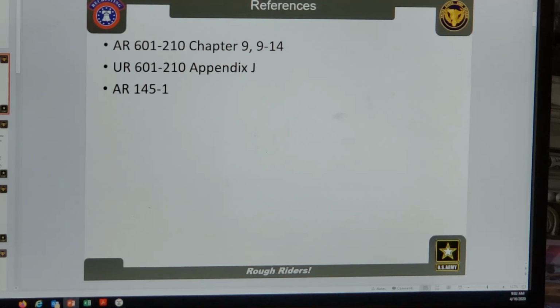Obviously, UR 601-210, Appendix J. That's going to have all your Army Reserve special program stuff. Some of you have probably seen the flow chart there. And then AR 145-1, that is the ROTC regulation. It has a lot of stuff about SMP, and then general ROTC information about who can have GI Bill, who can use TA, all that stuff. So it's a good one to look at as well.